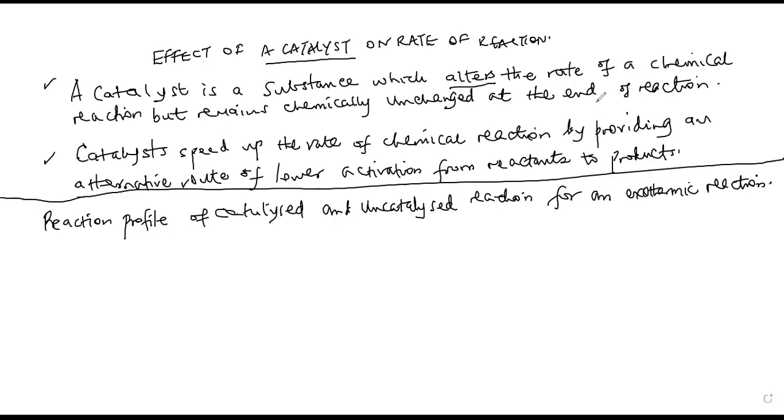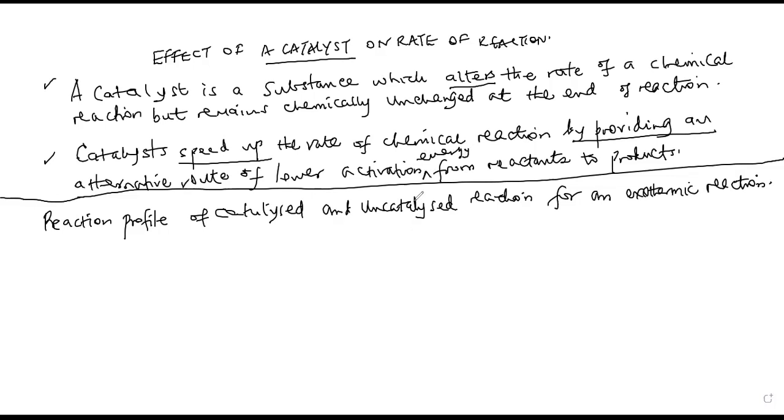This is the definition. Catalysts basically speed up the rate of a chemical reaction by providing an alternative route or alternative path of low activation energy from reactants to a product. Here also one can look at catalysts as acting as absorbing surfaces so that the reacting particles can collide on the same surface. But still, the main point is provision of an alternative route of lower activation energy.